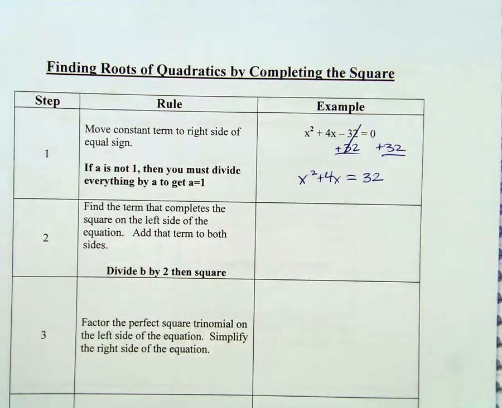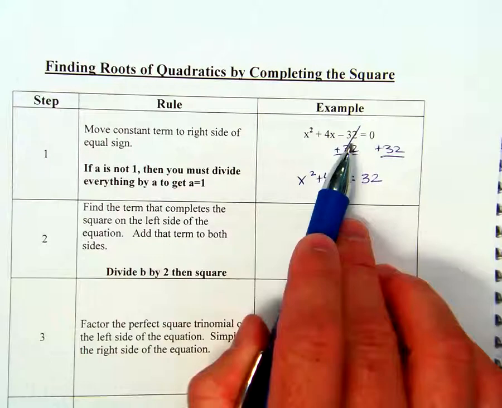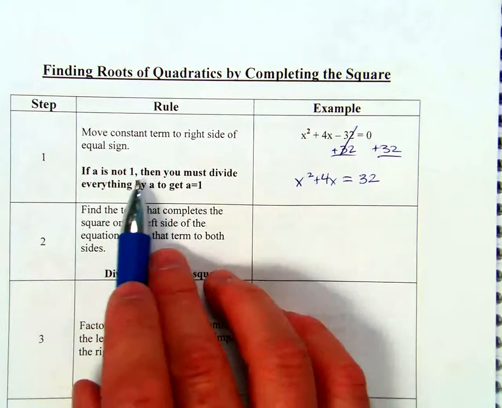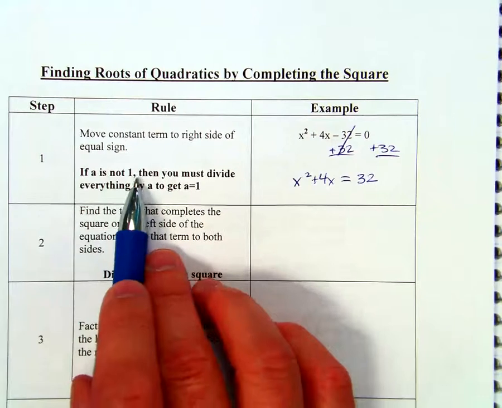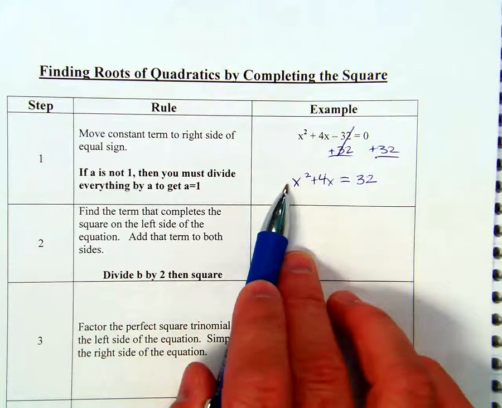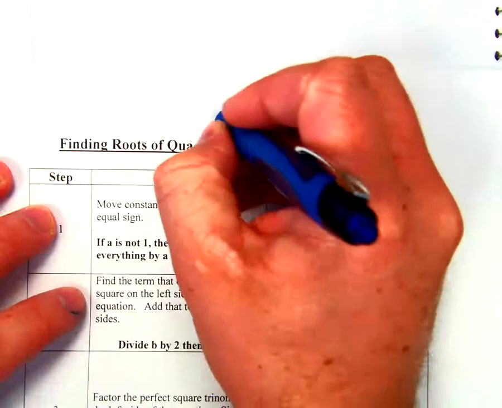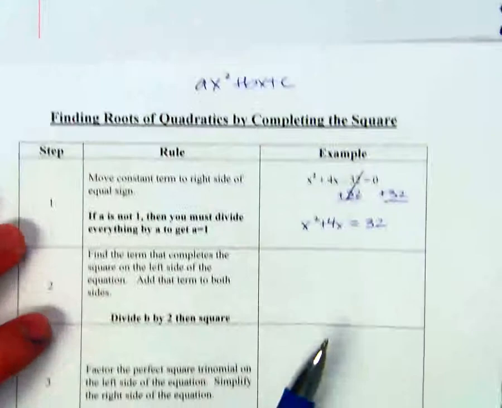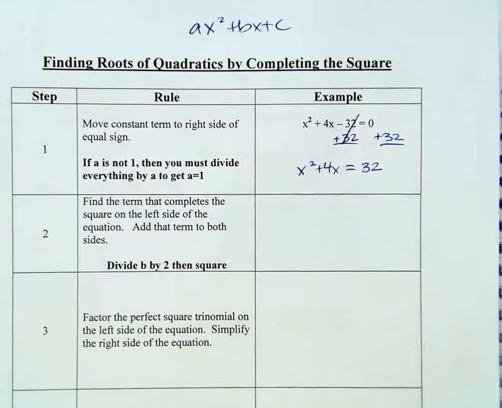So that's this first step here. It says move constant term to the right side of the equal sign. That's the 32. The 32 is a constant, right? There's no variable. Now, in big bold letters here, there's this little exception. This happens sometimes. If a is not 1, you have to take this extra step. And we'll talk about that later, but in this case, a is 1, right? What I mean by a, we've said this before, ax squared plus bx plus c. If you need to write it at the top to remind yourself, you can do that. So a, the very first coefficient, it's a 1 here, so we're good. That saves us a little extra work. So that's the first step. First step's pretty easy.